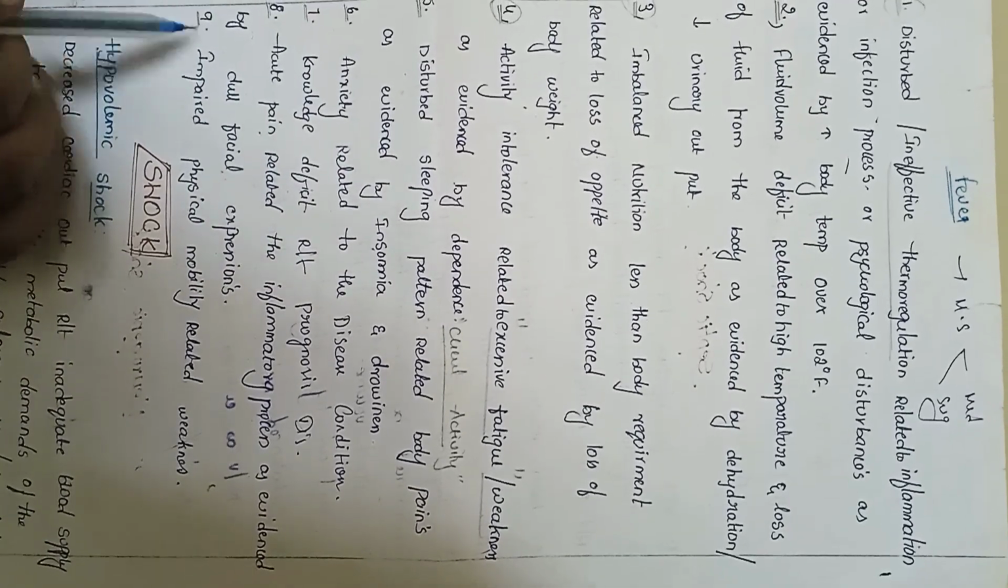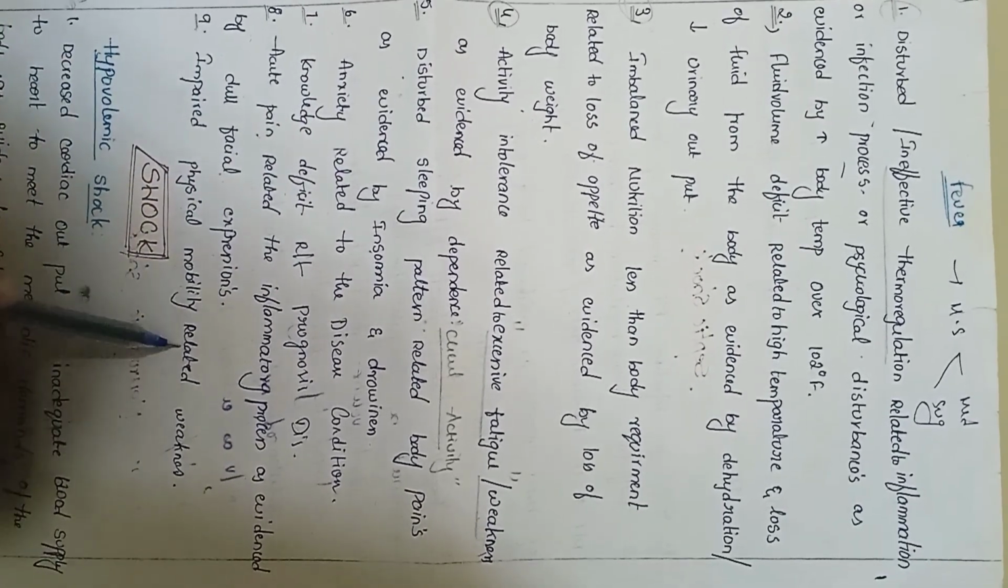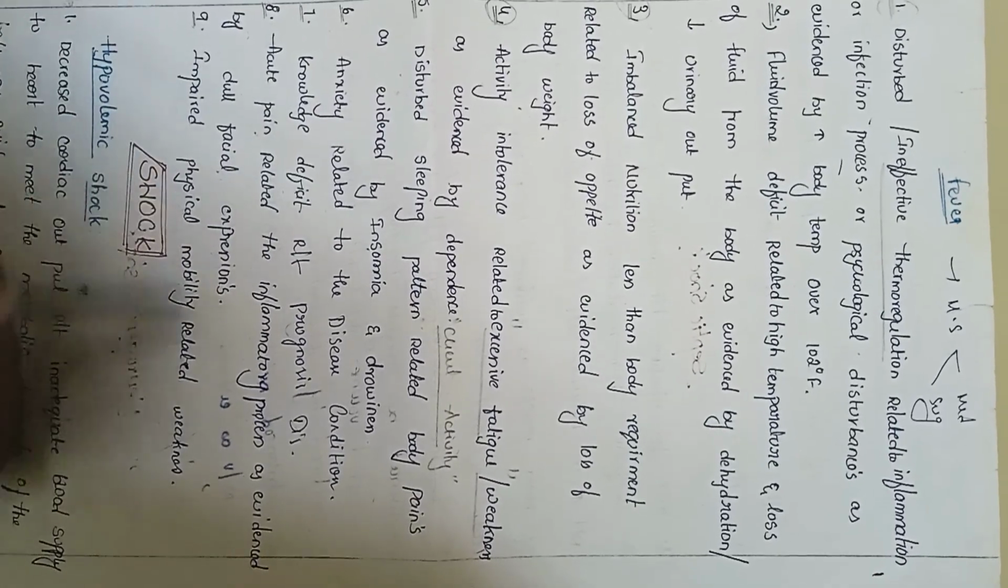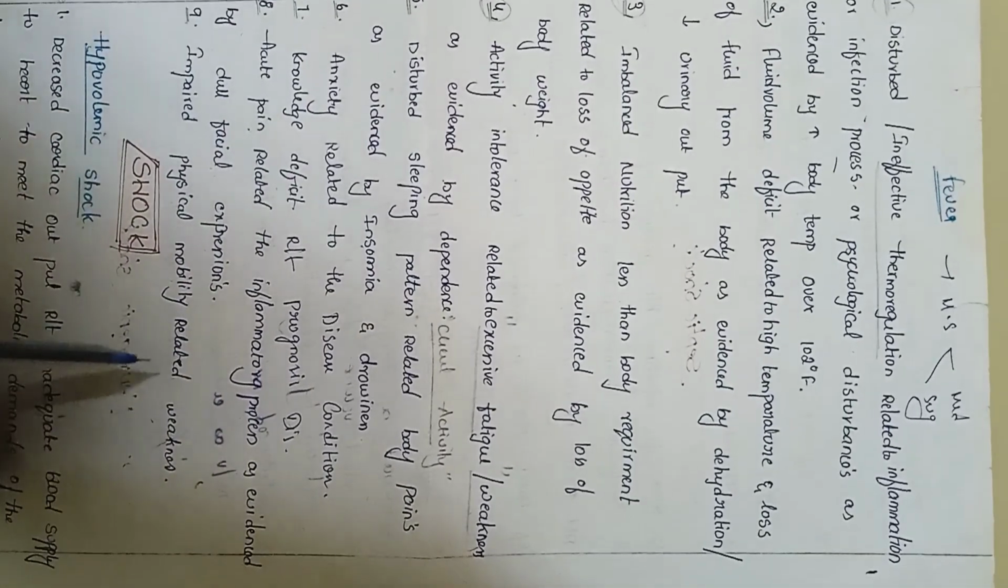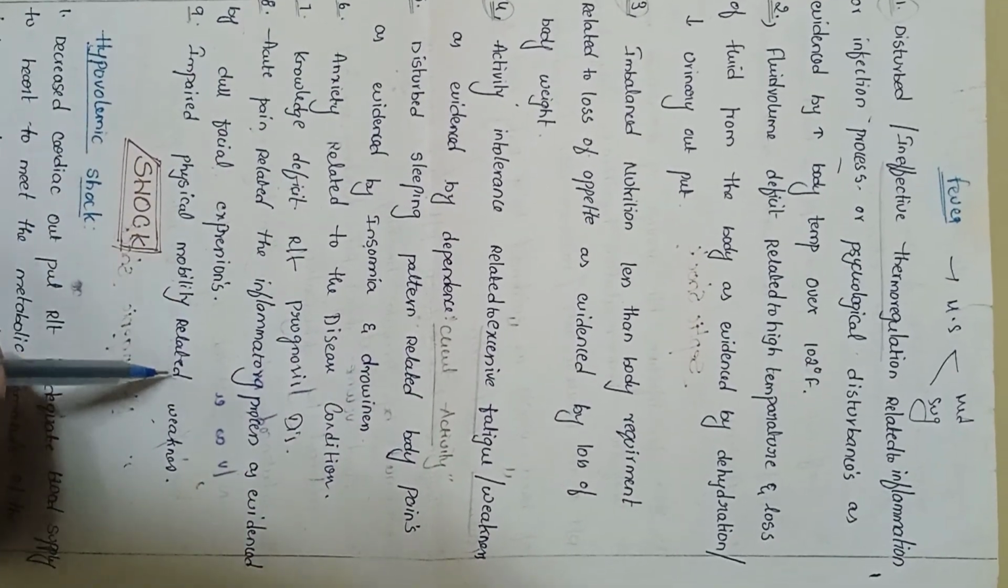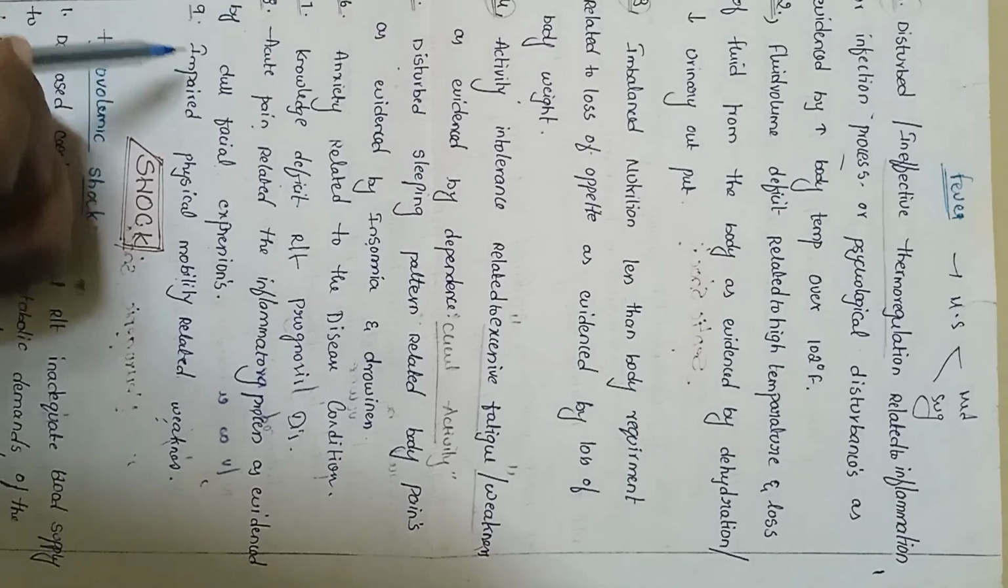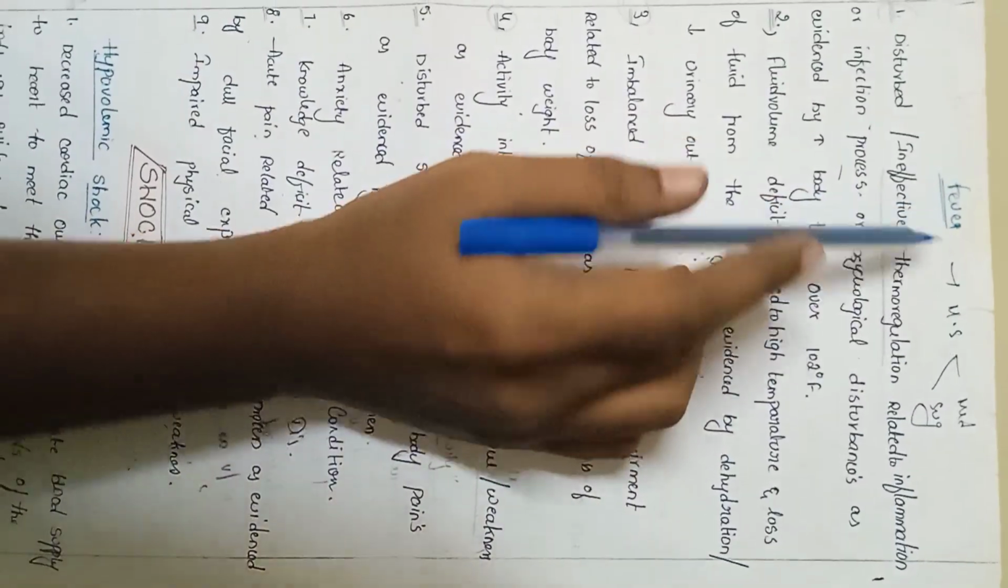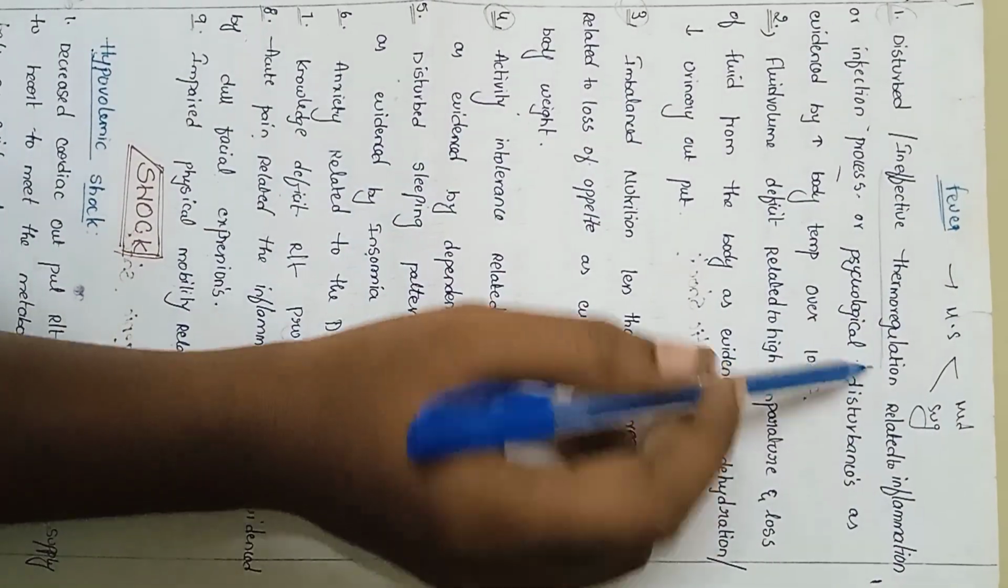And the last one, the ninth, is impaired physical mobility related to weakness. The patient can't do their physical activities regularly. So here we can see impaired physical mobility related to the weakness. This is the ninth nursing diagnosis for fever.